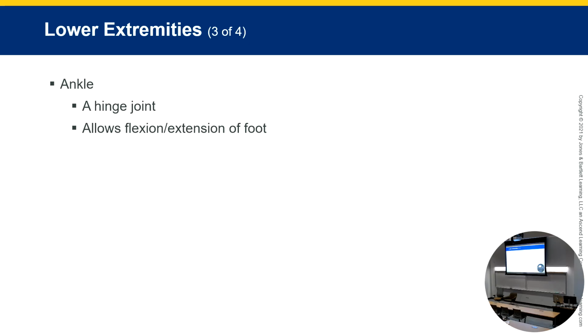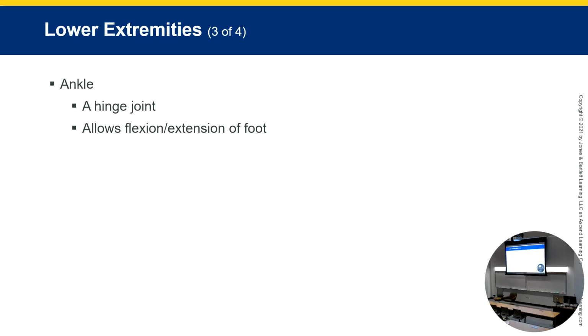Dorsiflexion is essentially your foot going upwards, so the dorsal part of the foot goes up. You could reference it as a flexing. Then you have plantar flexion, which is down. You're planting your foot down. Plantar flexion and dorsiflexion are the proper terms we're going to use for the ankle.